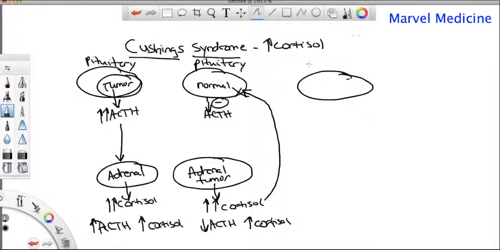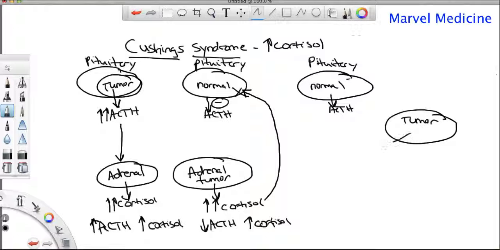What this is, is ectopic ACTH. So we have our pituitary gland here. Okay, and again, this patient's pituitary gland is perfectly normal. Okay, and its job is to release ACTH, but what's happening here? There is another tumor, another cancer that's releasing high levels of ACTH.